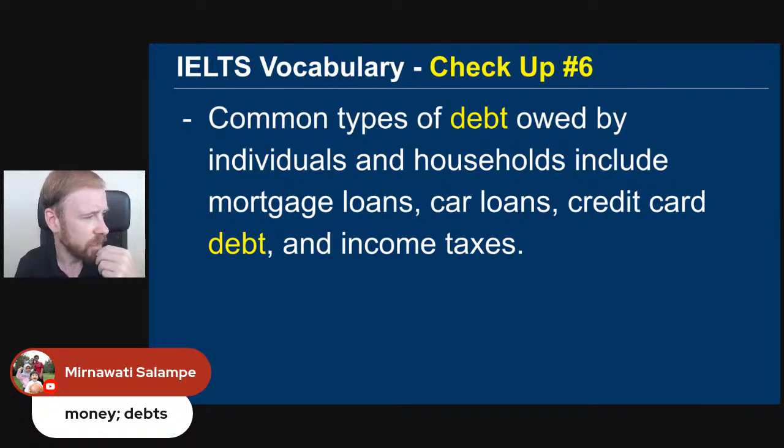All right, so debt can be used in plural form, but it is also sometimes used as uncountable, which makes it more confusing. So, yeah, common types of debt as an uncountable form or debts as a countable form. It is used both ways. Common types of money, we would call it debt.